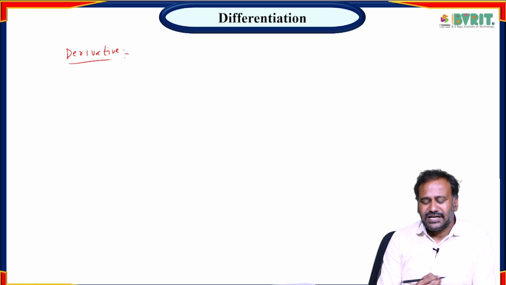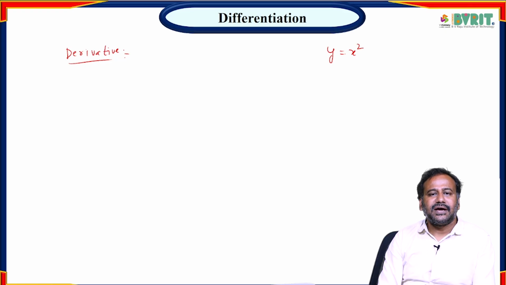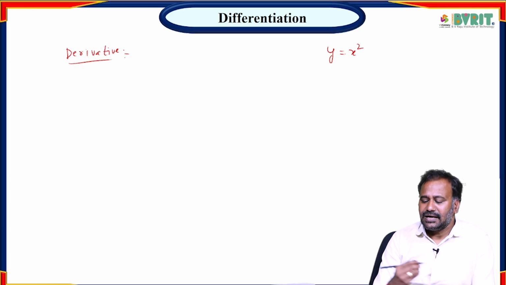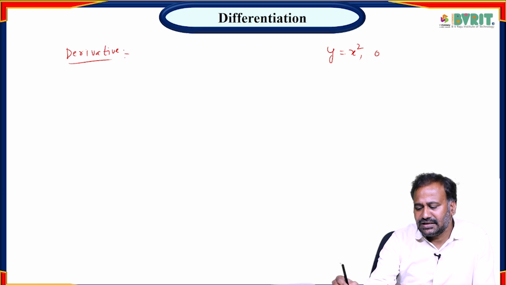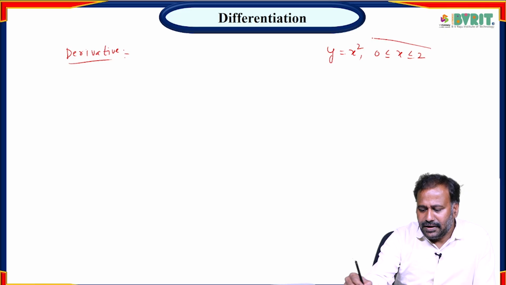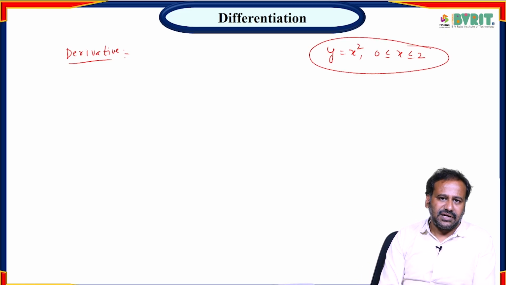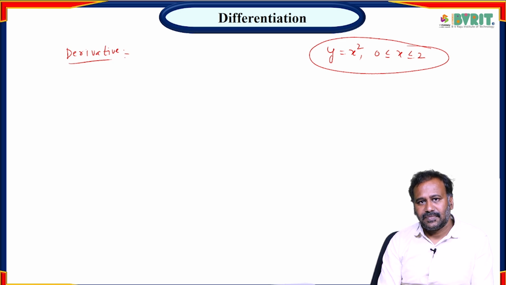To explain this, let me take a simple example. y is equal to x squared. We know that's a very simple equation, a parabola equation. Next, I am restricting this x between 0 and 2. Now, let me think about the meaning of y is equal to x squared mathematically.